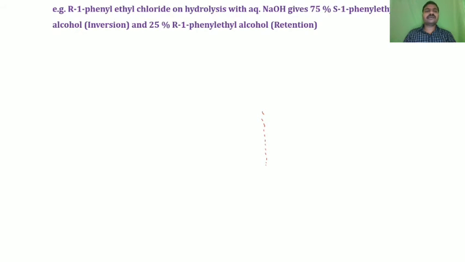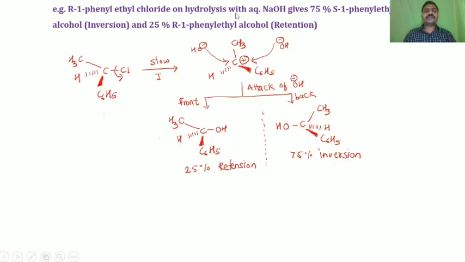So here you can see the example. R-1-phenylethyl chloride on hydrolysis with aqueous NaOH gives 75% S-1-phenylethyl alcohol, which is the inversion product, and only 25% R-1-phenylethyl alcohol, which is the retention product. So this is the mechanism of the reaction.